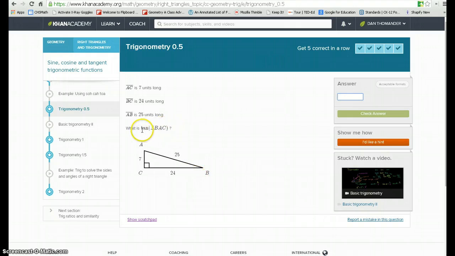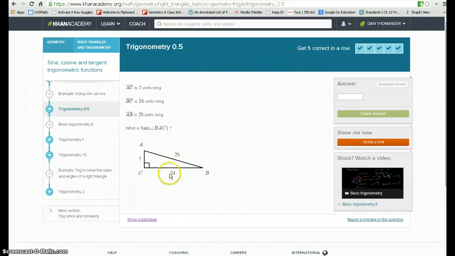So here we go. It says, what's the tangent of angle BAC? The vertex is given as the middle letter. That's A, right? So you're talking about from angle A. Another way we can name this angle is we just call it angle A. So remember tan. Tan is TOA, so tan is opposite over adjacent.